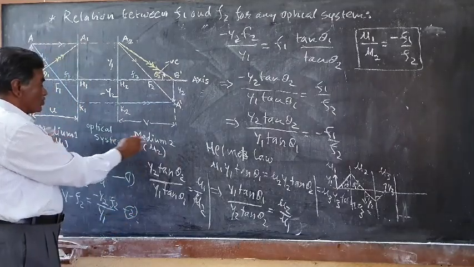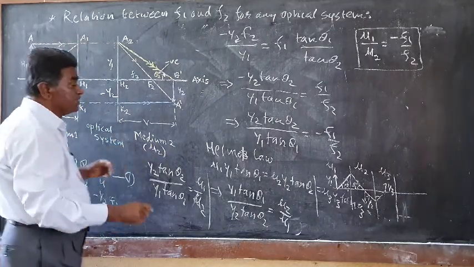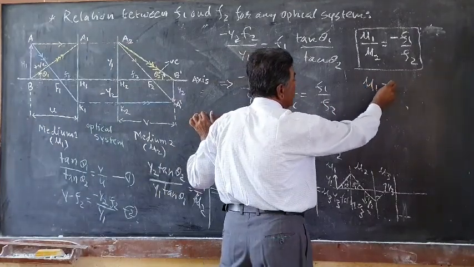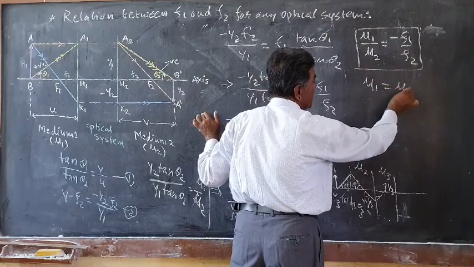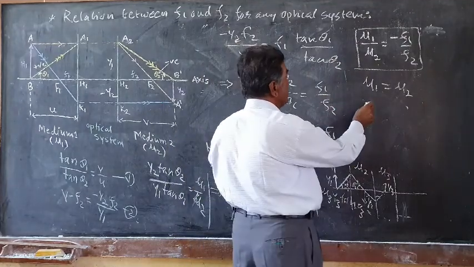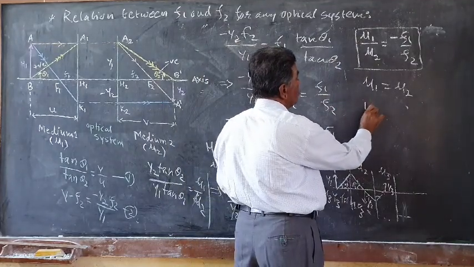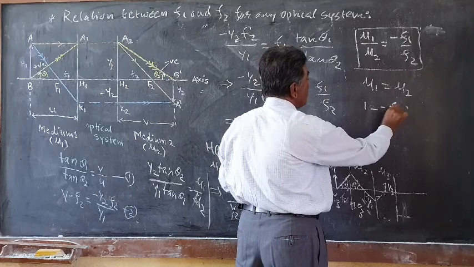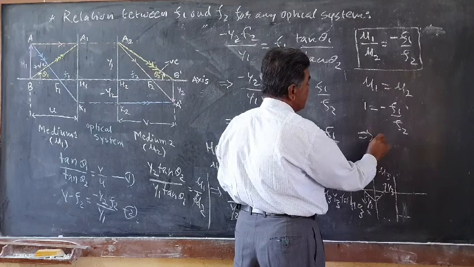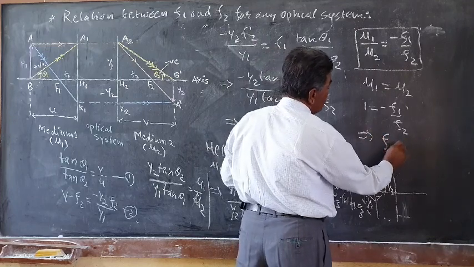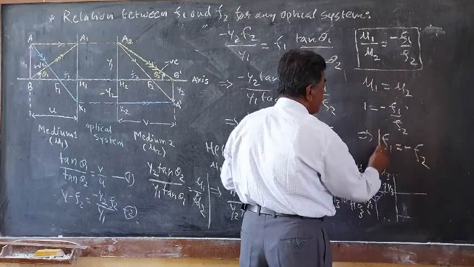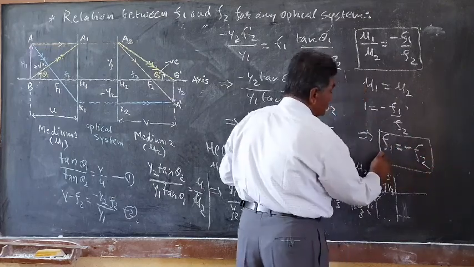If the medium on both sides of the optical system is the same, then mu1 is equal to mu2. Then the refractive indices must be equal. And this equation can be written as 1 is equal to minus f1 divided by f2, or simply f1 is equal to minus f2. So f1 and f2 are always on opposite sides.